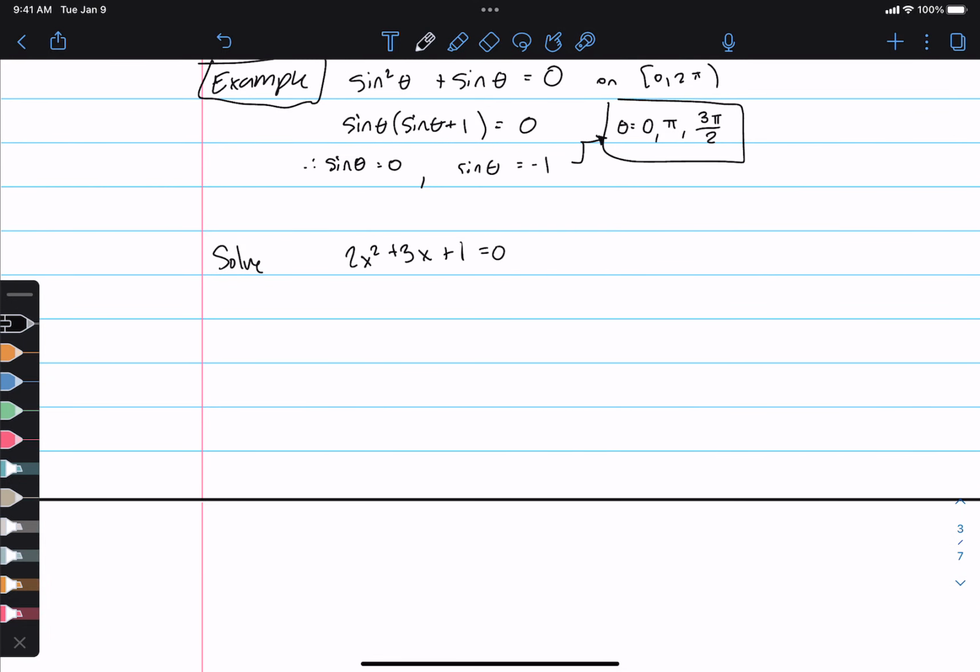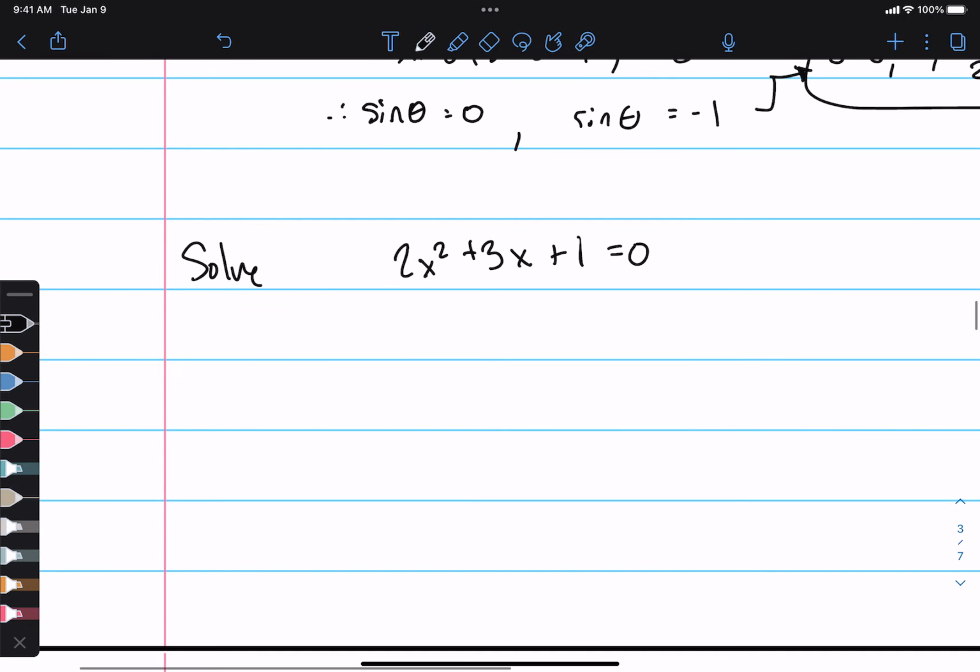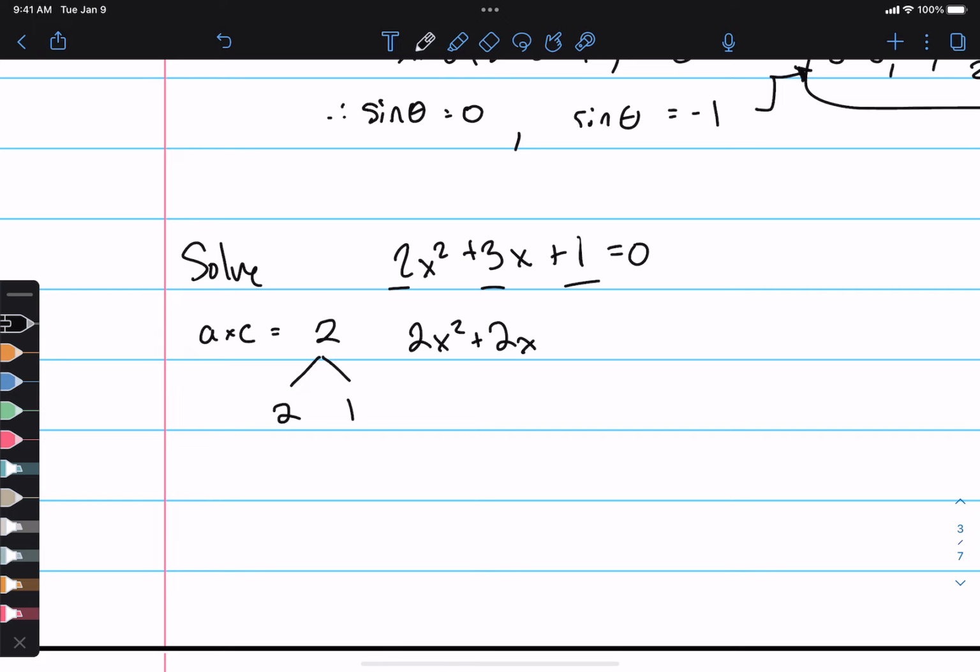So another example with x instead. What if we were trying to solve 2x squared plus 3x plus 1 equals 0? So we could do the AC method. This is ax squared plus bx plus c. A times c is equal to 2. And we want factors of 2 that add up to 3. So 2 and 1, I'm thinking. So we have 2x squared plus 2x plus 1x, and that's this thing here, plus 1 equals 0.